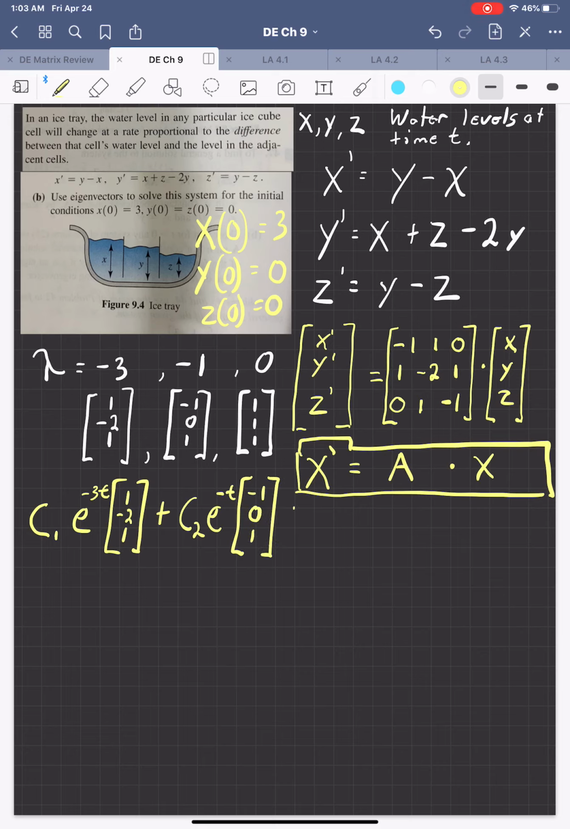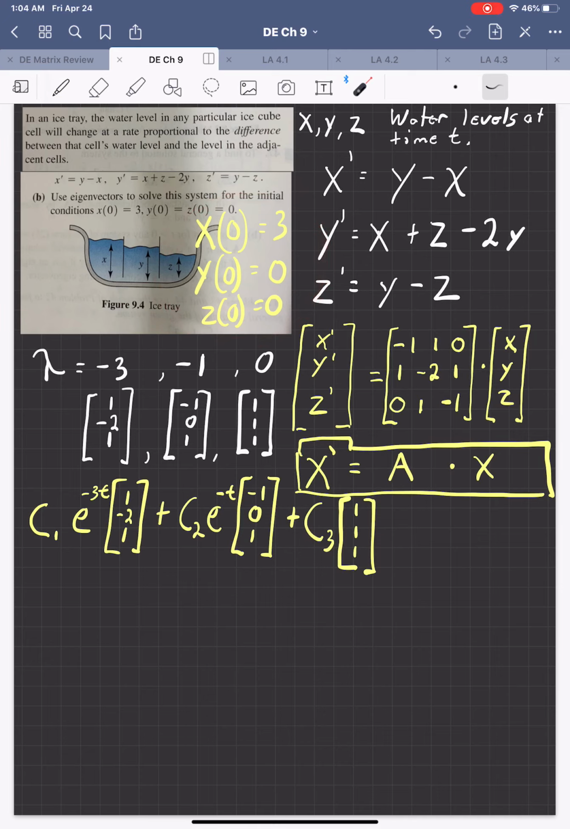Now, this would be plus c sub 3. It would be e to the 0, but e to the 0 is just 1. So that would be times 1, 1, 1. Okay, so that is our general solution to our homogeneous equation. And now we're going to go to the particular solution using these initial values.